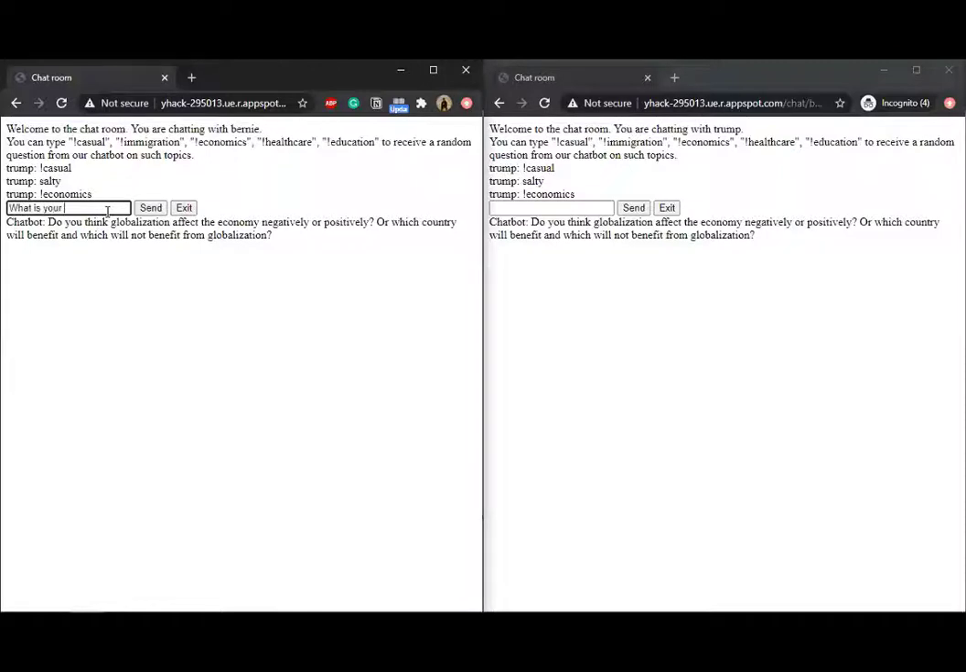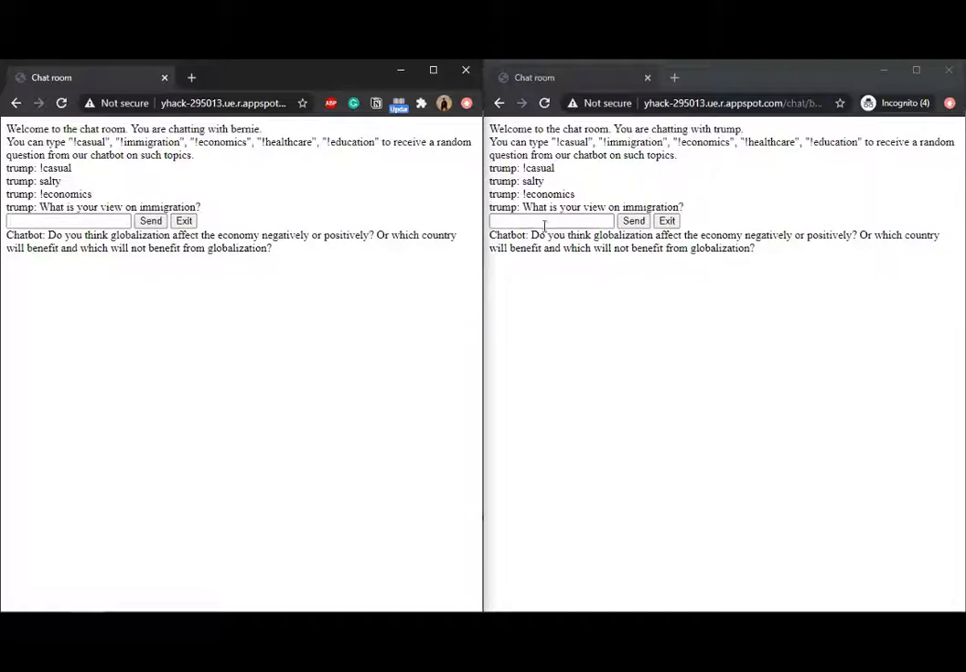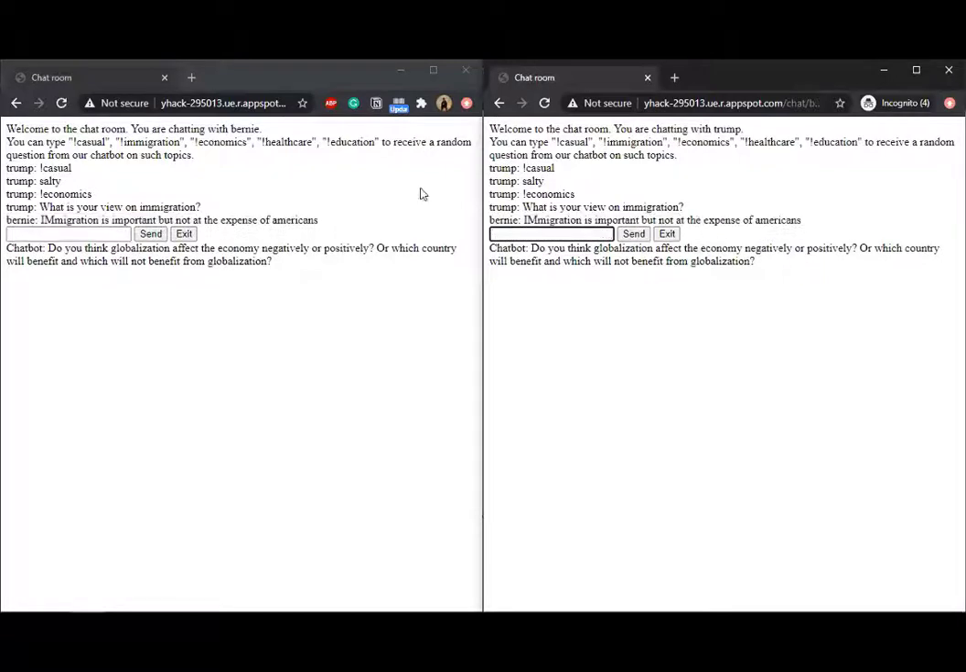what is your view on immigration? And then Bernie can reply, immigration is important, but not at the expense of Americans. Yeah, so as you can see, they can both communicate, and then eventually, hopefully, they can arrive at some consensus, and then they realize that they might have more similarity than differences in terms of their political opinions, even though they might have different political leanings.